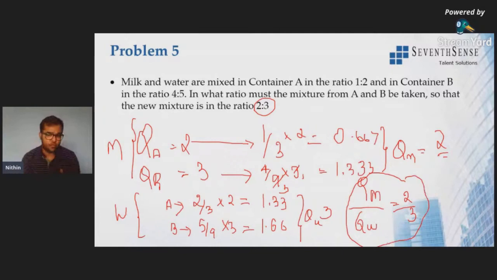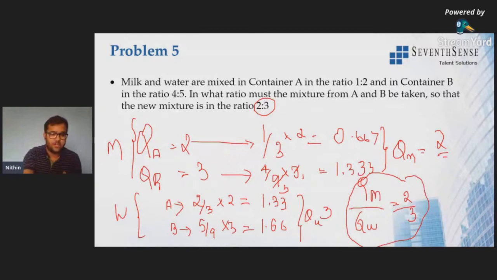Now the question is, a milkman who cheats. Rohit says, what is the answer? Answer is 2 is to 3, Rohit. We got it right in the end, that is 15, 20 and 18. So the quantity that has to be taken in the ratio, this is quantity of container A, quantity of container B, will be 2 is to 3. So from container A it is 2 units and from container B it is 3 units. So the answer is 2 is to 3.